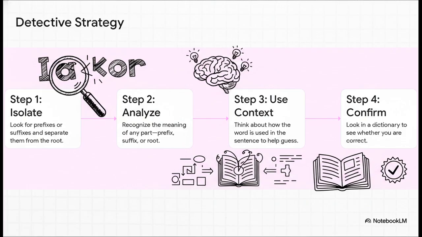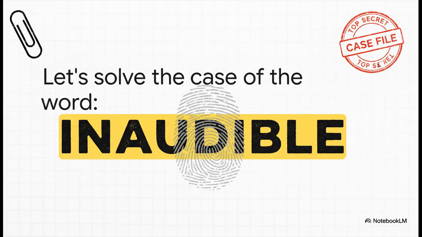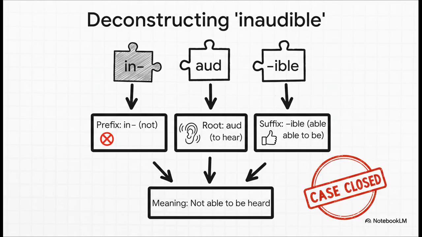It's really that simple. So let's put this strategy to the test right now with our final mystery word, inaudible. Now, maybe you've seen this word before, maybe you haven't. It honestly doesn't matter. We're going to deconstruct it right now together. Okay, step 1, isolate the clues. We can see a prefix, in, a root, aud, and a suffix, ible. Step 2, analyze the evidence. We know in means not, we learned that aud means to hear, and we saw that ible means able to be. So we just put it all together.